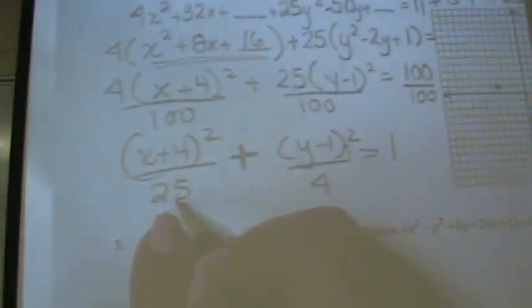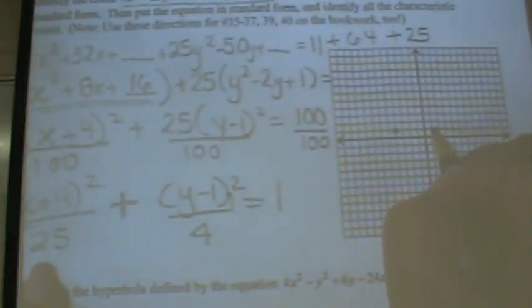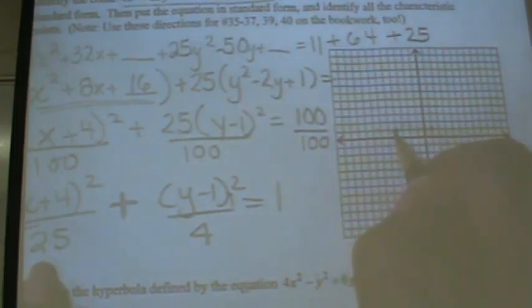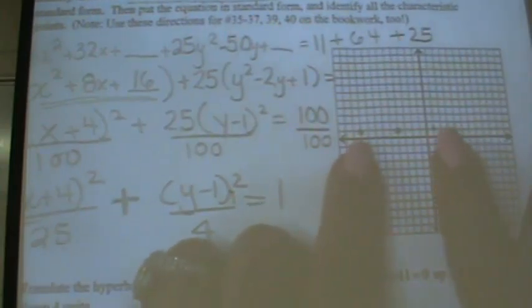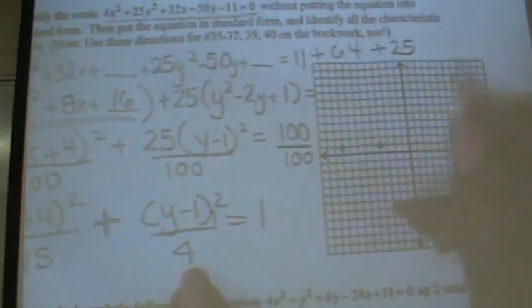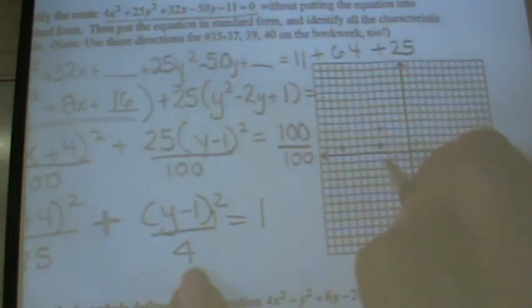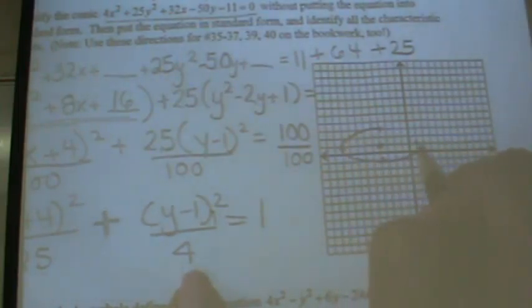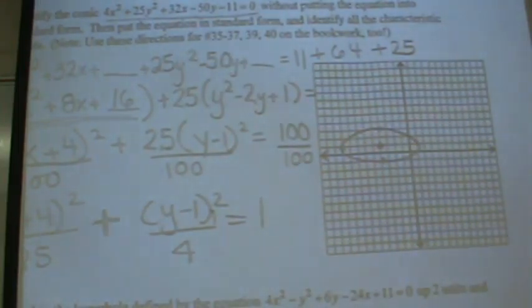And it's elongated, the major axis is the x-axis. You're going to go 5 each way, east and west. 1, 2, 3, 4, 5. So these are the coordinates of your major axis. Your minor axis is 2 and 2, which ends up being 4. And if you connect your dots into an oval-shaped ellipse, there it is.